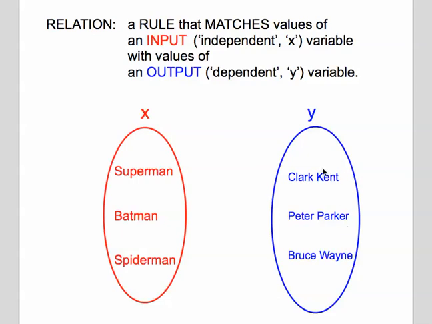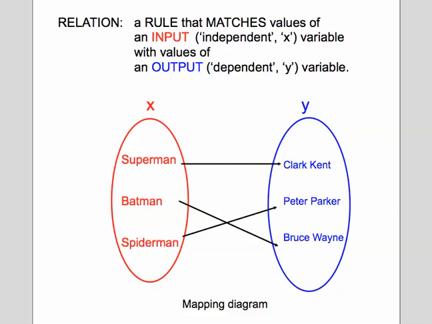Now, a relation is just a matching rule between these two different sets. It takes the input set and the output set, and it matches them together. So that could be something like this. Superman gets matched with his secret identity Clark Kent, Batman gets matched with Bruce Wayne, Spider-Man gets matched with Peter Parker. And by drawing these arrows and matching the input or the red x variables with the output or the blue y variables, we get what's called a relation.